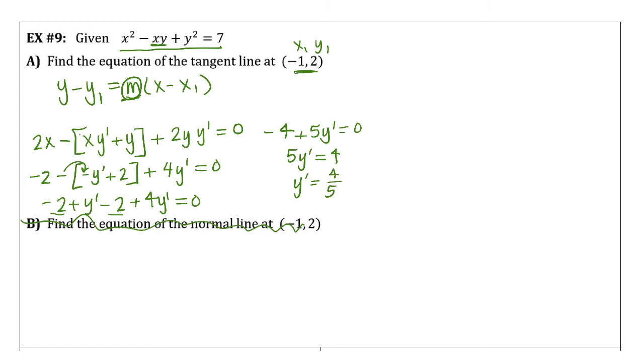So we found our slope. So now we're ready to write the equation of our line. And that equation is going to be y minus 2 equals our slope times x minus a negative 1. All right, and again, we're going to skip B.